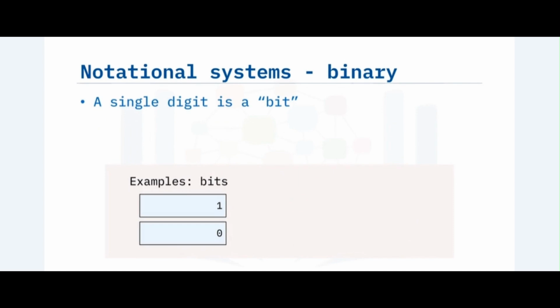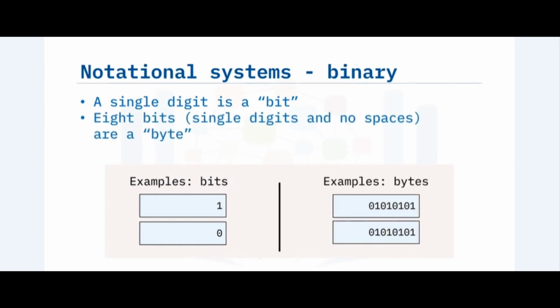A single digit is known as a bit and is the smallest piece of computing information computers process. The next size of computing information is a byte. 8 adjacent bits, or digits, create a byte.